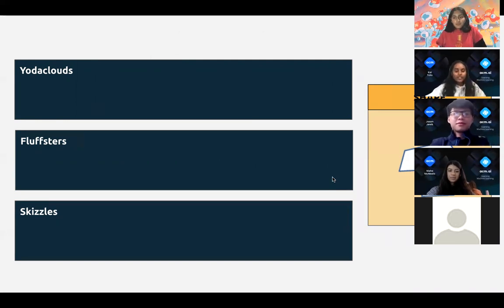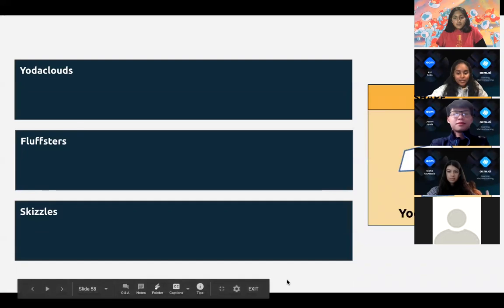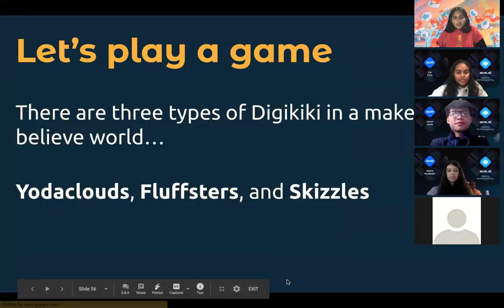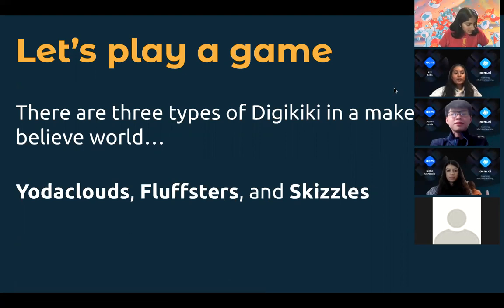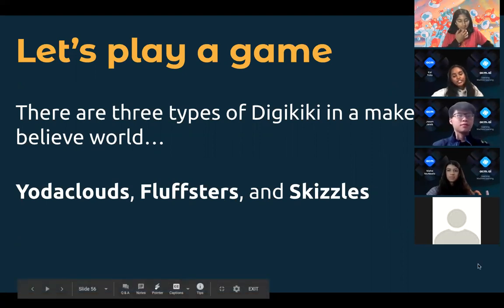Just to go over the directions of the game, so you guys get an idea. There's going to be 3 types of digikiki, which is just different types of shapes in a make-believe world. They're going to be called Yoda clouds, fluffsters, and skizzles. I'm going to show you a series of images, and I want you guys in the chat to just type Y, F, or S, because typing out the whole word would be insane. So we're just going to try to understand how an AI learns.